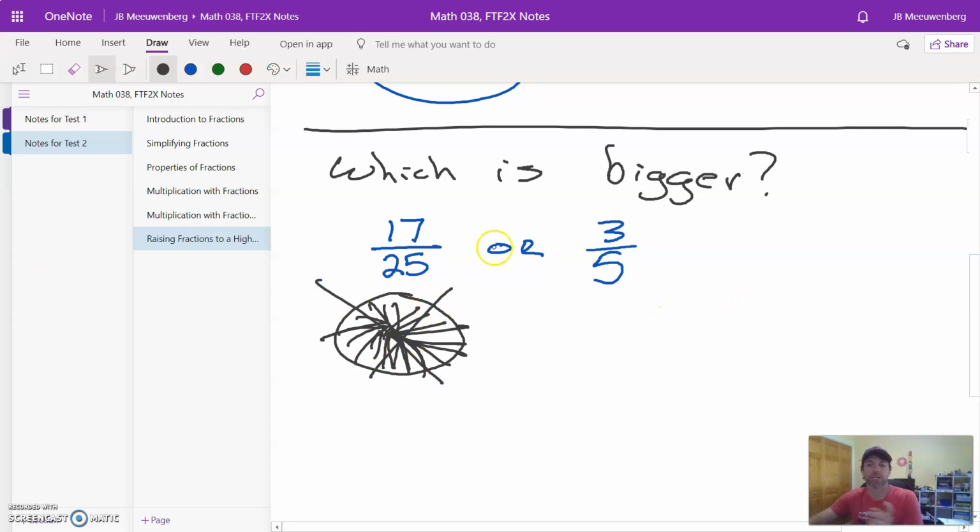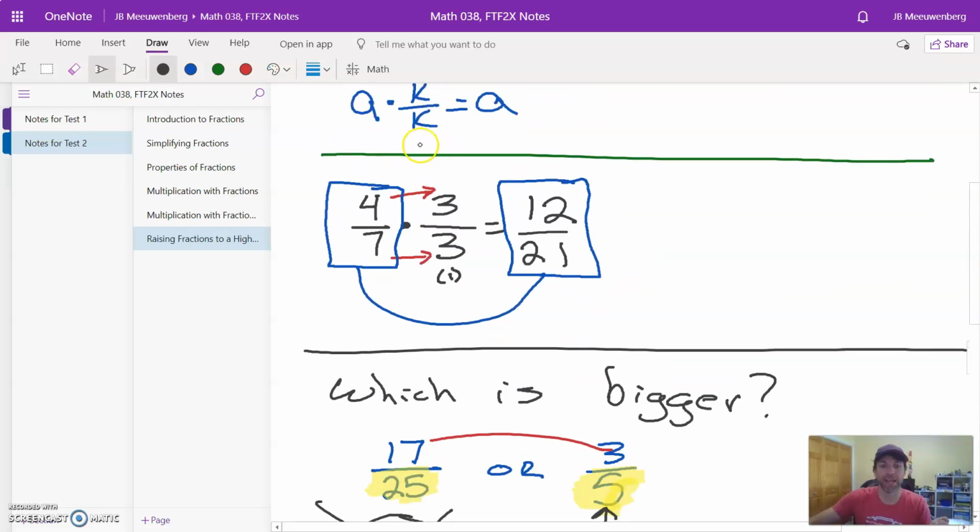But what does help us is if we can have the same denominators. Because if things have the same denominators, it's the same number of equal slices. And then we can simply compare the numerators. I can't compare the numerators yet because they're out of different denominators. So what we can do is we can look at this number 3/5 and say, can I change it? Can I turn this 5 somehow into a 25? By multiplying it by something, right? Remember, I want to multiply it by k over k.